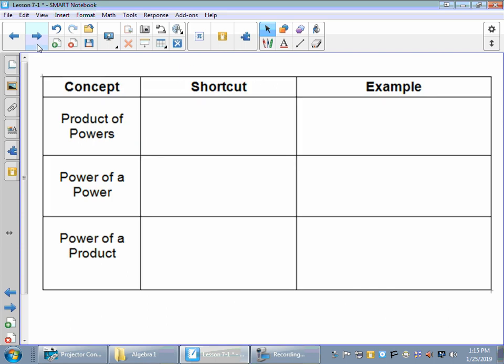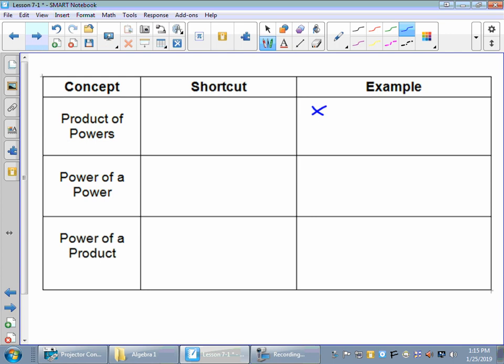All right, let's talk about some powers and their properties. So first, the product of the powers. So what we're going to do here, well, for each of these, there's an example of how to do it, and then there's a little shortcut. So let's show you the example first, and then we'll give you the shortcut.